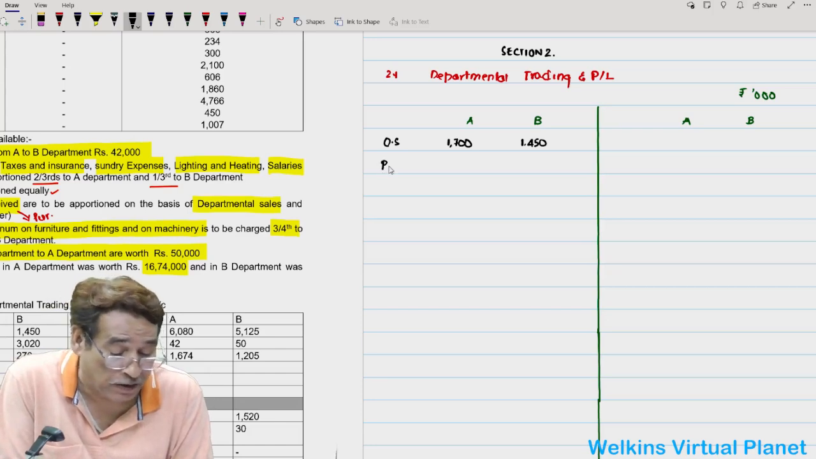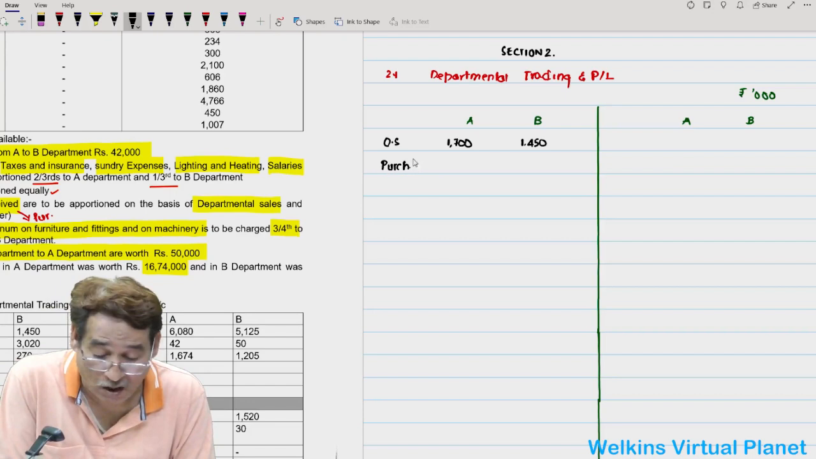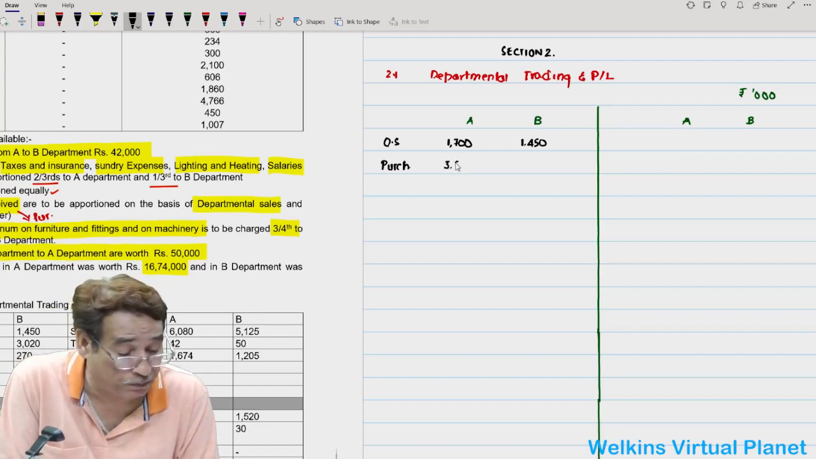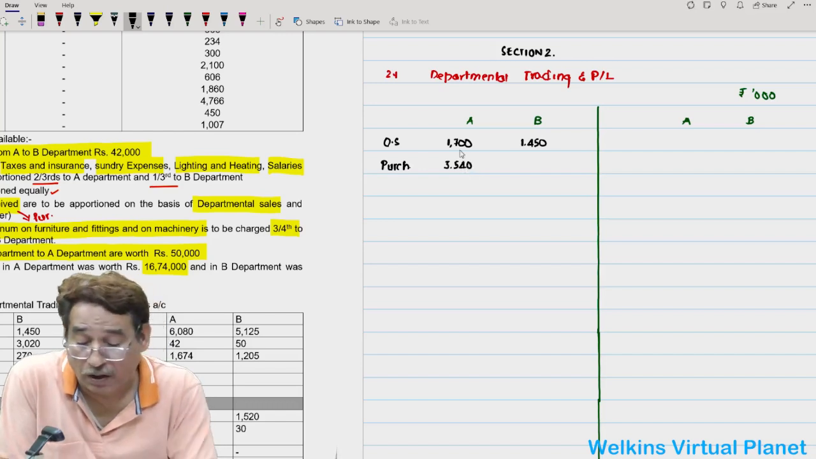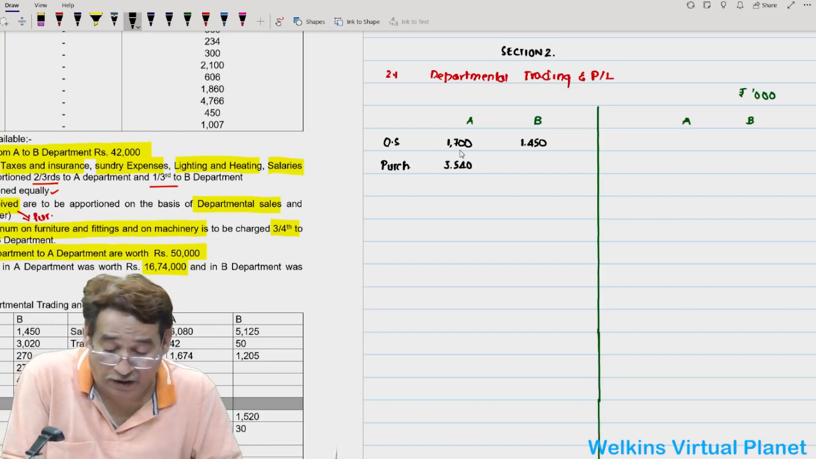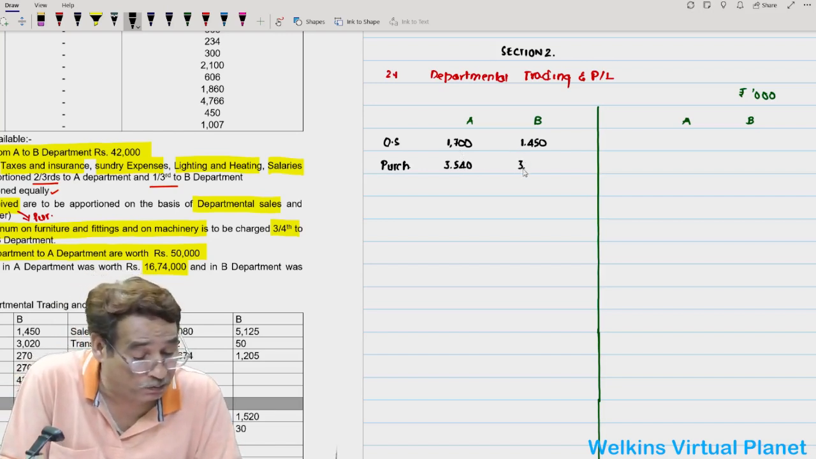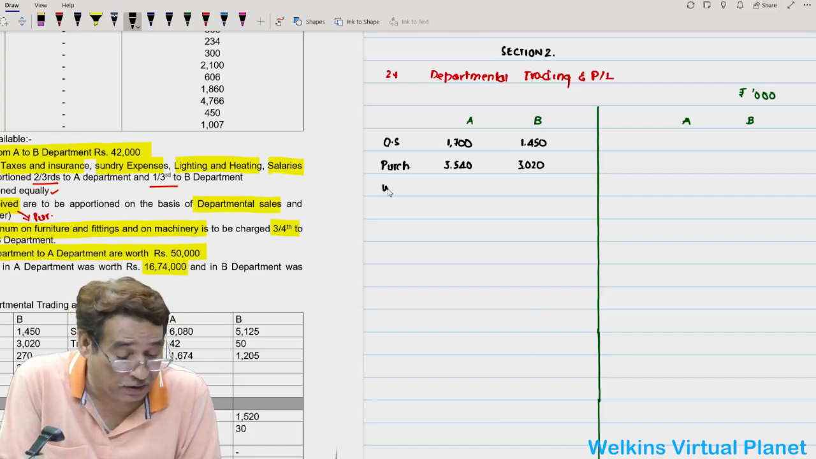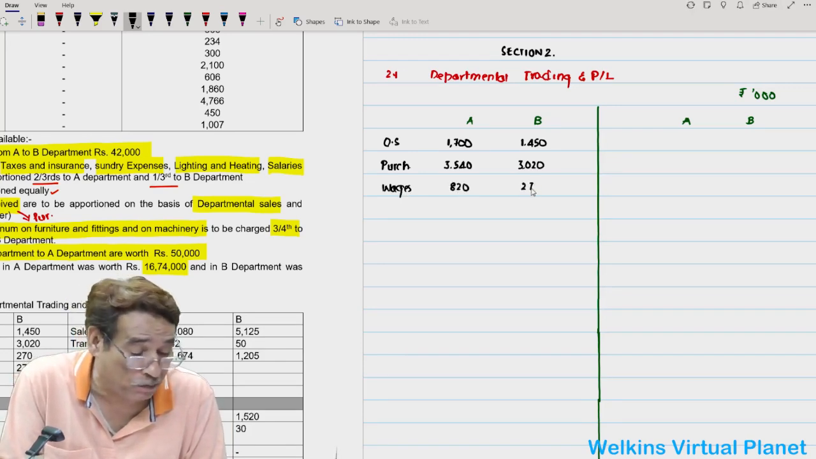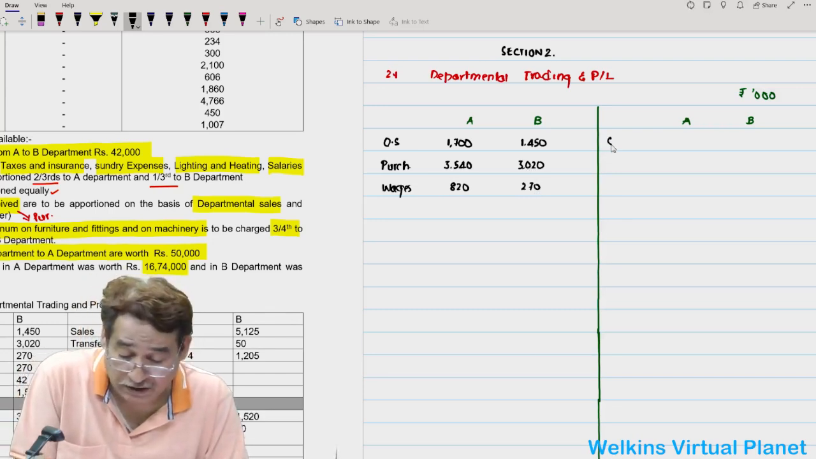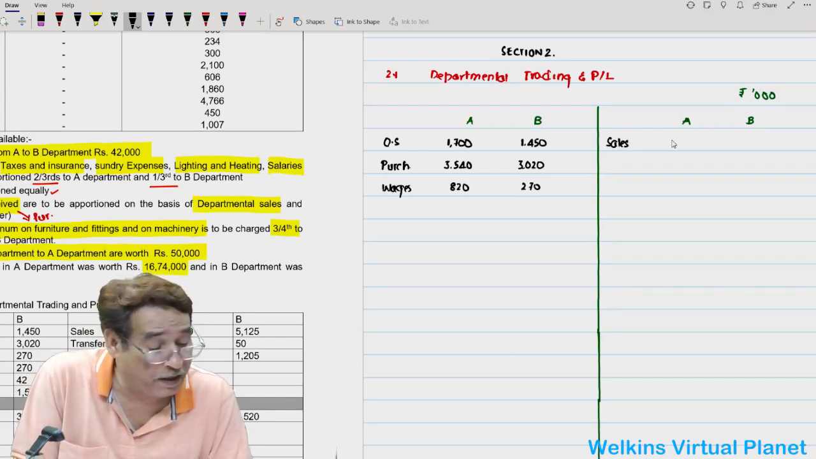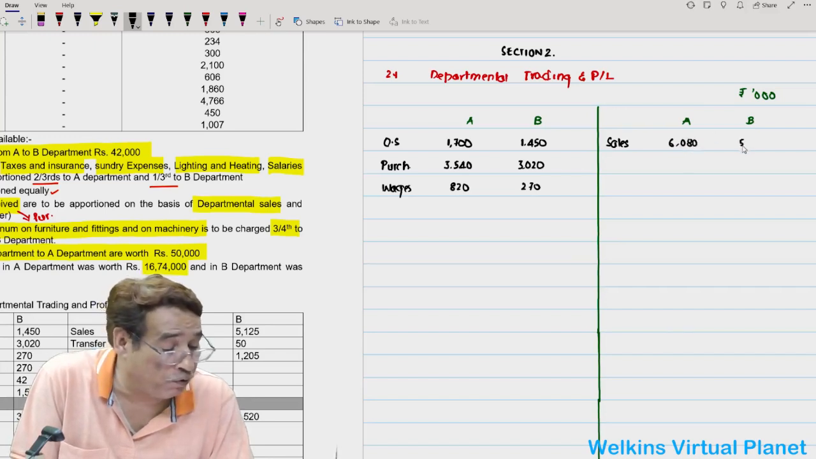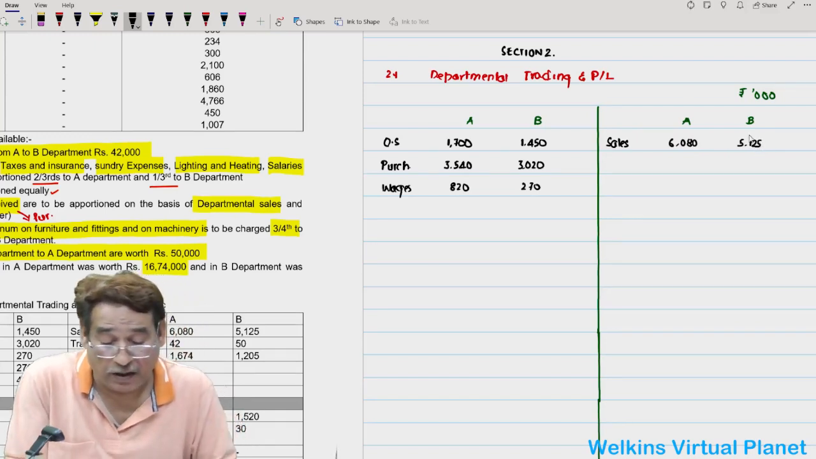Then we have been given purchases. I will write here purchases. The amount of purchases is 3,540 and 3,020. There was also an item wages, 820 and 270. Then we will write here sales. As far as sales is concerned, that is equal to 6,080 and 5,125. These are the things which are given to us.